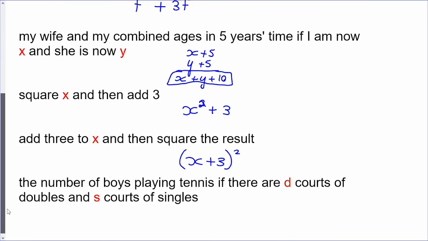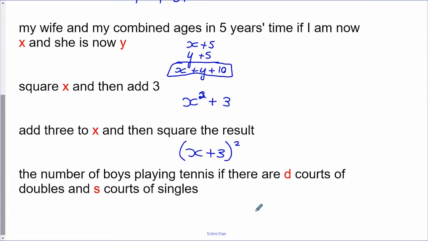The number of boys playing tennis, if there are D courts of doubles and S courts of singles. Well, on each court of doubles, there'll be 4 boys. So if there are D courts of doubles, then there'll be 4D boys on the doubles courts. On each singles court, there'll be 2 boys. And if there are S courts, then there'll be a total of 2S boys. Altogether, there will be 4D plus 2S boys on those tennis courts.